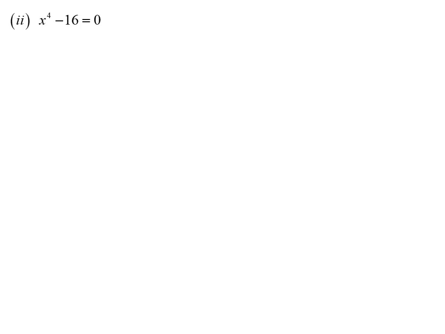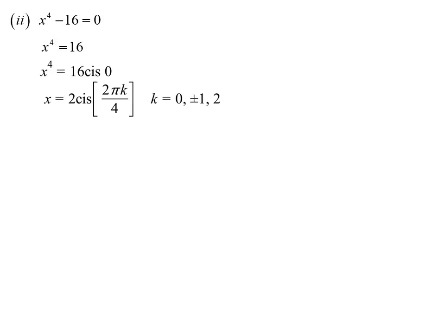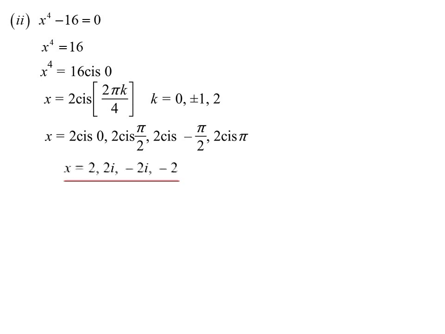Z to the power of 4 minus 16 equals 0. This one is a real number, so I'll use the conjugate idea. I'll go 0 plus or minus 1 and then 2. That's what I'll substitute in. And I get my 4 solutions, and these ones are quite nice because 0, pi on 2... We're going to end up with 2i, minus 2i, and minus 2.